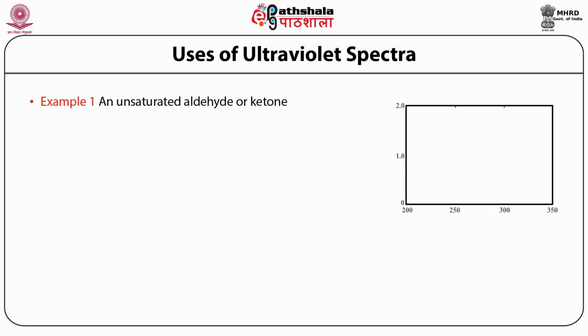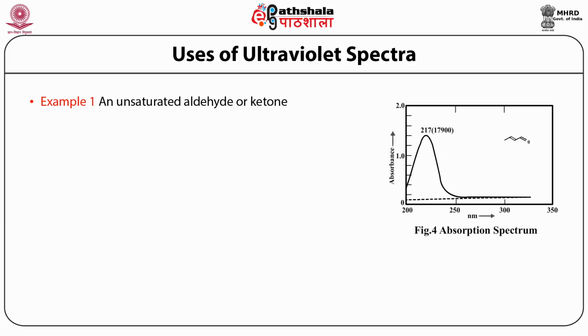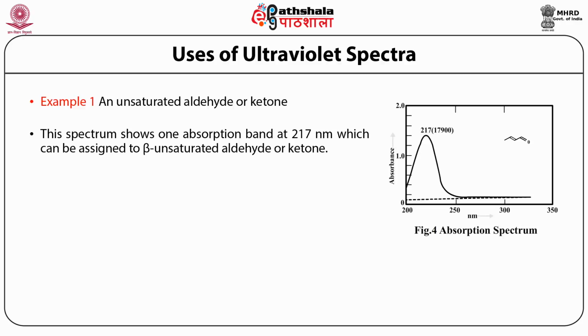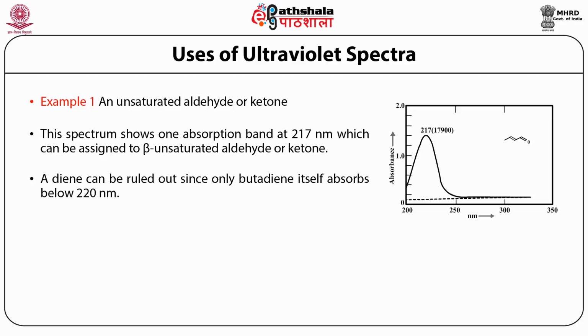For example, we have taken an absorption spectrum of an aldehyde or ketone. This spectrum shows one absorption band at 217 nanometer with extinction coefficient of 7900, which can be assigned to an unsaturated aldehyde or ketone. A diene can be ruled out since only butadiene itself, lambda max 217 nanometer, but its extinction coefficient is 21,000, absorbs below 220 nanometer.